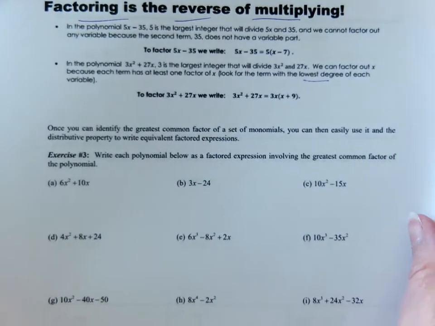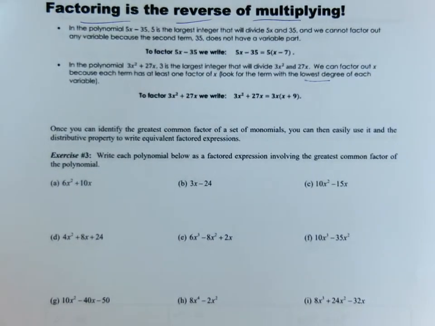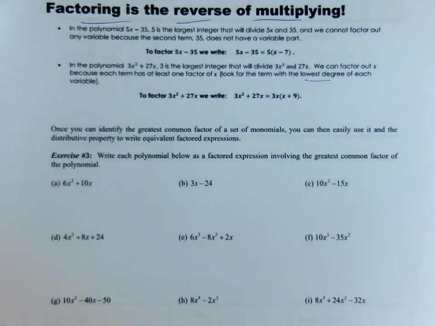Once you can identify the greatest common factor of a set of monomials, you can then easily use it and the distributive property to write equivalent factored expressions. So we're going to write each polynomial below as a factored expression involving the greatest common factor of the polynomial. What I like to do is set it up like a division problem, but really that division isn't going anywhere. The first thing I want to look for is the largest integer that will divide into the coefficients, and then the smallest exponent for all terms.